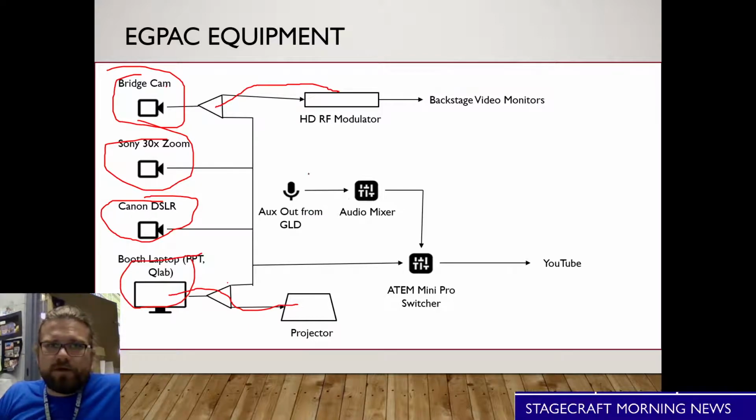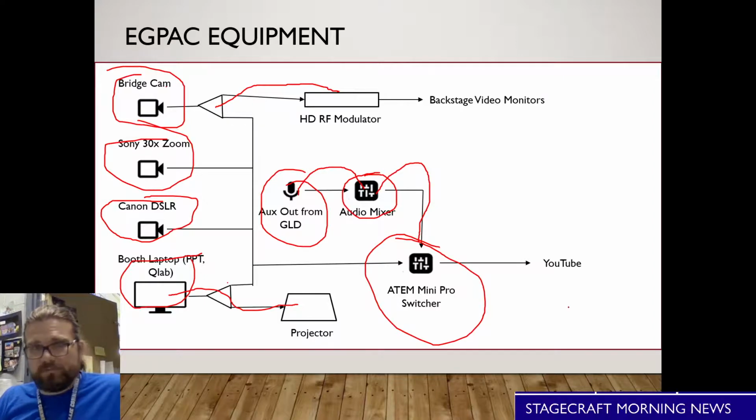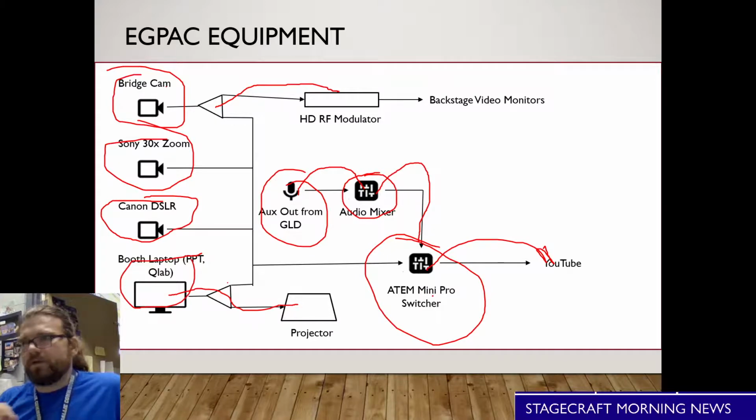Now, on the soundboard, our GLD, I have an aux set up that goes right to a little mixer upstairs, and then the output of that mixer goes into a device called the ATEM Mini Pro Switcher. What that does is it takes all 4 video feeds, it takes the audio feed coming in from the GLD, and it composites them together, and then it can stream directly to YouTube. It can also record, and it can also output video to another computer.